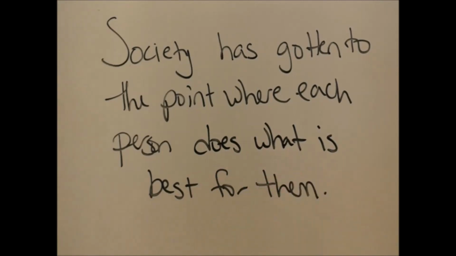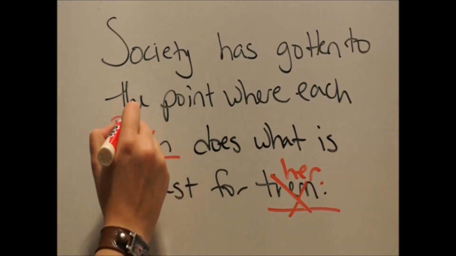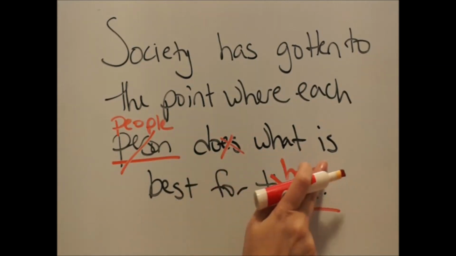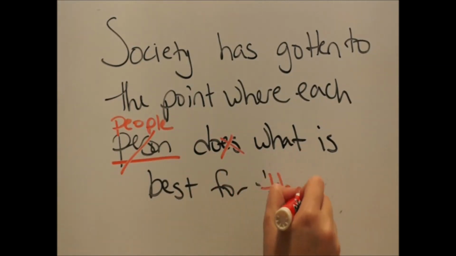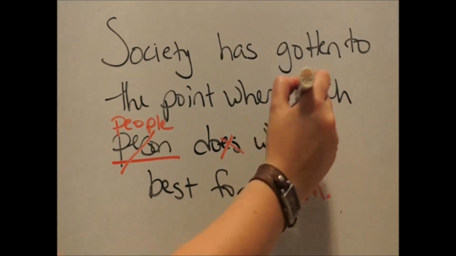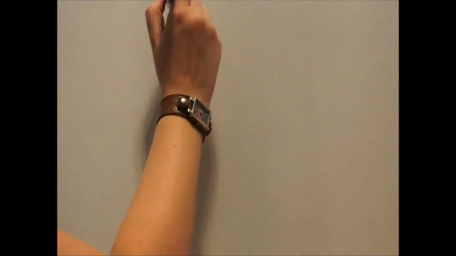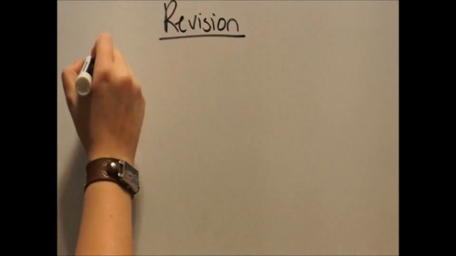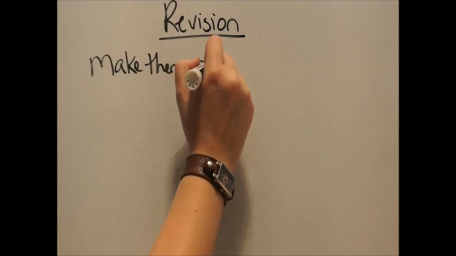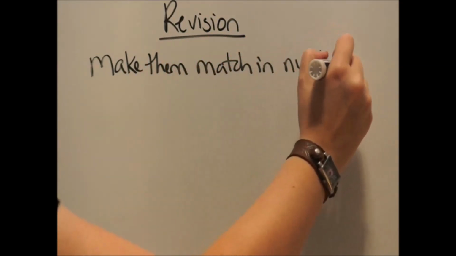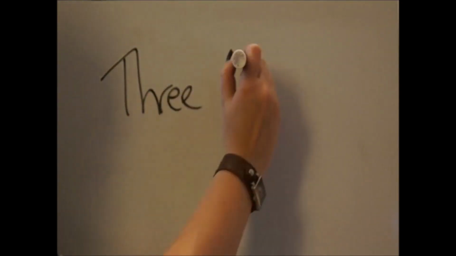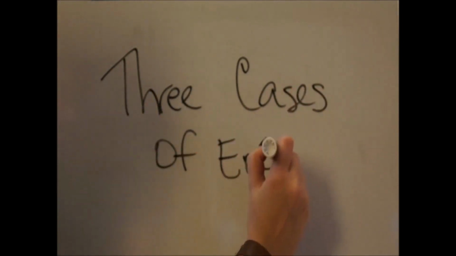Take a look at this sentence. Society has gotten to the point where each person does what is best for them. Well, person is singular and them is plural. So we need to change it. Each person does what is best for her. Or make it people and then say people do what is best for them. In that case, we have to get rid of that each. So they have to be both singular or both plural. So when you're revising for a pronoun problem, you want to make them match, either singular or plural, match in number.